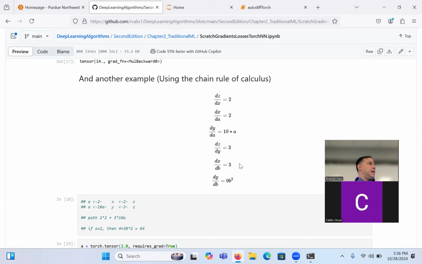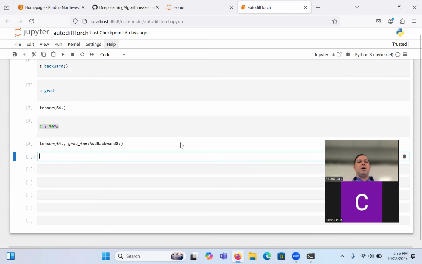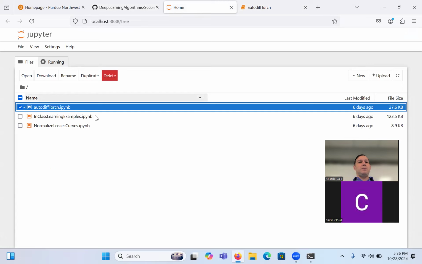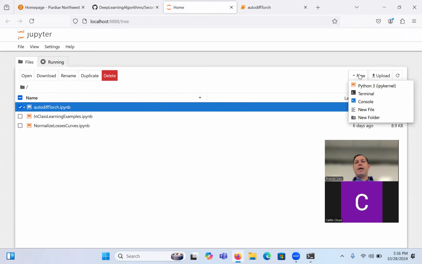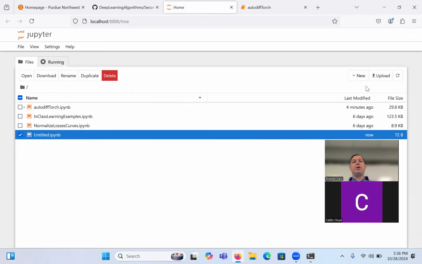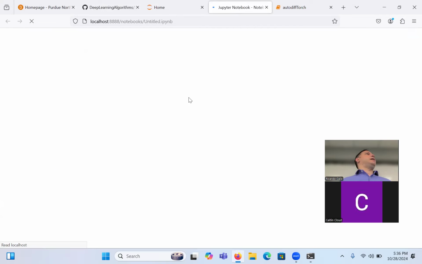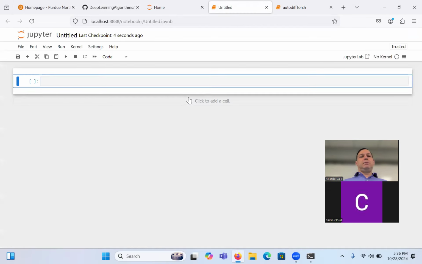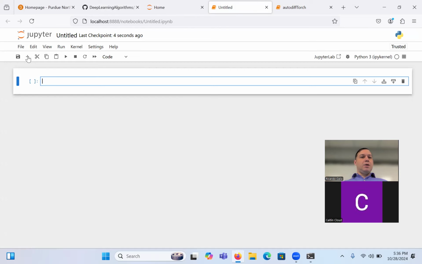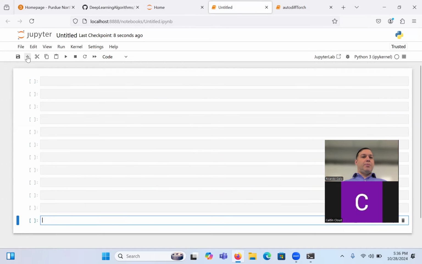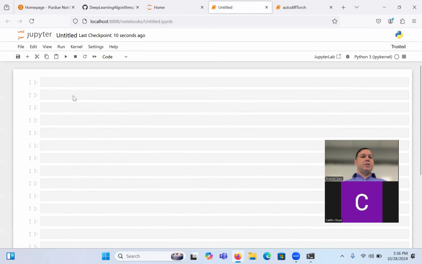All right, so that's basically the background. Now let's move on to the next example. I'm going to create a new notebook for this one, and we're going to train a model from scratch to learn how to predict Fahrenheit from Celsius.